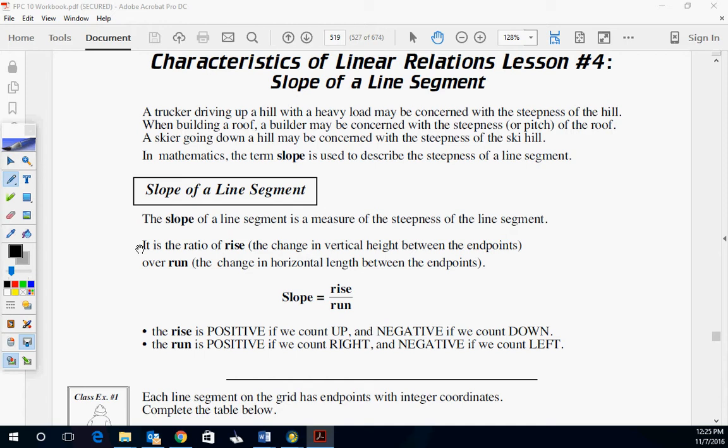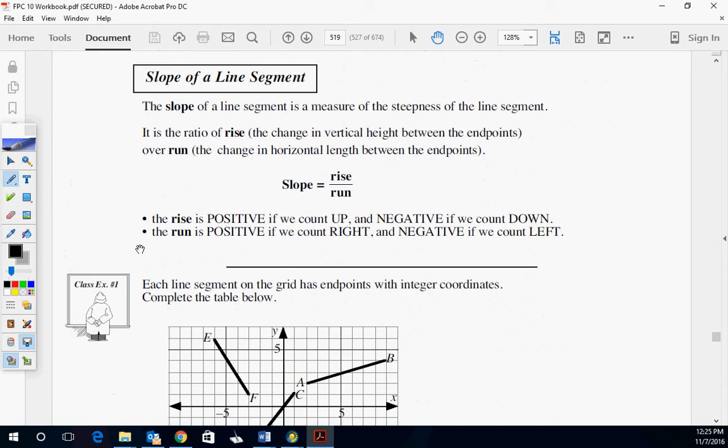of this unit. A trucker driving up a hill with a heavy load may be concerned with the steepness of the hill. When building a roof, a builder may be concerned with the steepness of a pitch. A skier going downhill may be concerned with the steepness of the ski hill. In mathematics, the term slope is used to describe the steepness of a line segment. In general, slope of a line segment can be recognized as rise over run.